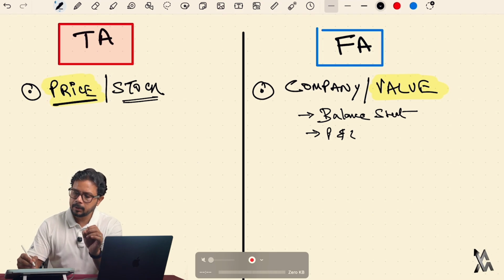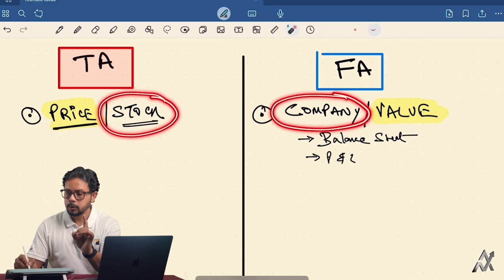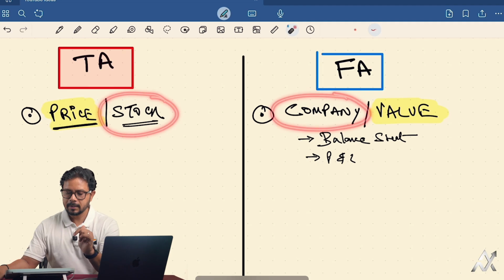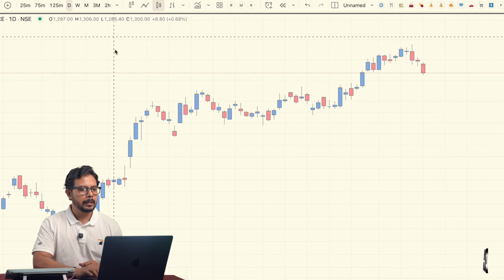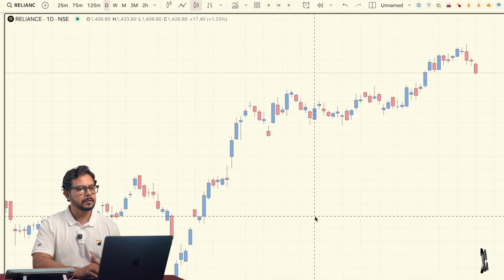Please understand with me here that there is a big difference between company and stock. You can have a very good company, which is not a very good stock. You can have a very bad company, which can be a very good stock. Now, to understand this, we can quickly take a look at the best example that comes to my mind right now as I make this video for you, that of Reliance Industries.